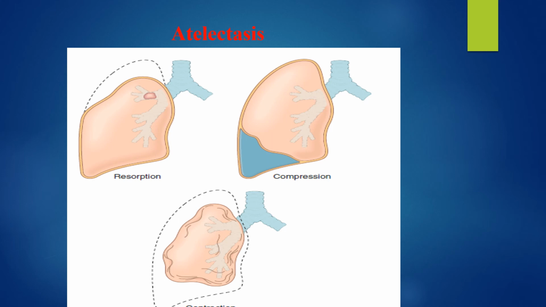The next type, compression atelectasis, occurs when the lungs are compressed from outside. The reason for this may be the accumulation of fluid or air in the pleural cavity, for example, during hydropneumothorax. And contraction atelectasis develops as a result of growth of connective tissue in the lung parenchyma during pneumosclerosis, during fibrosis of the lungs, and this is an irreversible process.